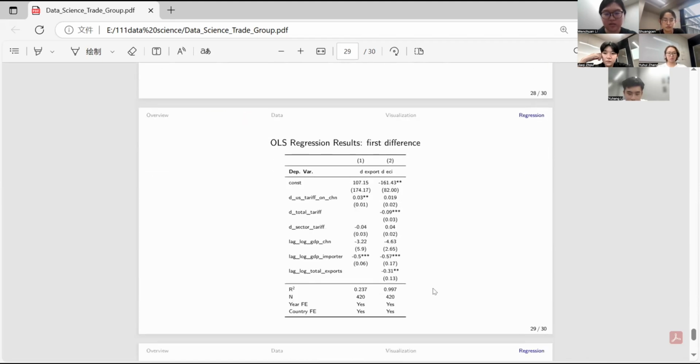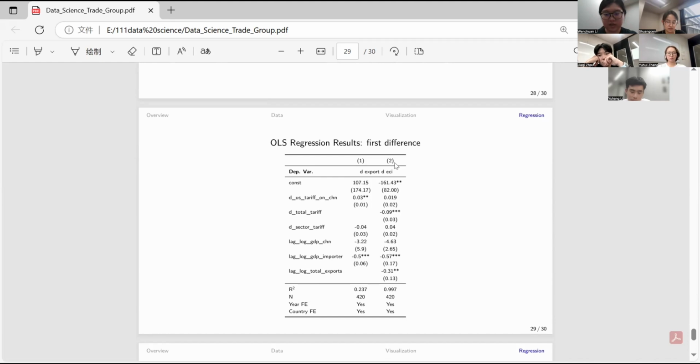So the results are basically like this. For the first column, the Y variable is the first difference of the export. And for the change in US tariff on China, this is also a positive coefficient, and it is basically the same as the results before. The significant variable is the log GDP of importer in the last period, which affects the export this period negatively.